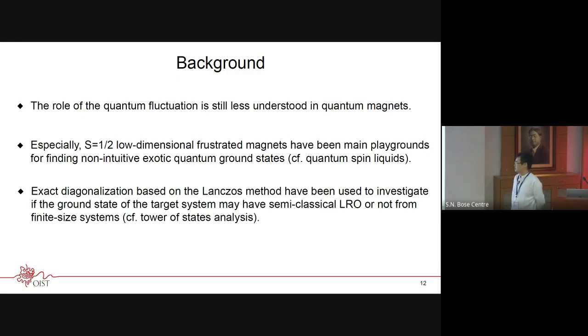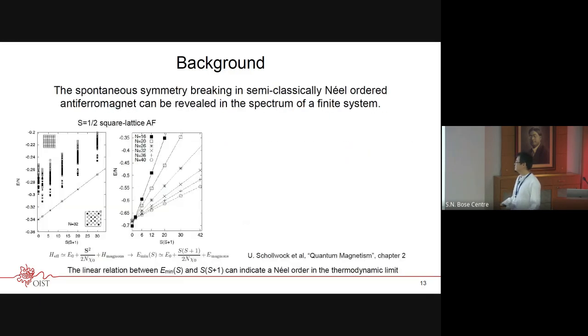And exact diagonalization based on the Lanczos method has been used to investigate whether the quantum state of the target system may have semi-classical long-range order or not from the finite size system, such as by using tower states analysis. So let me show the tower states analysis a little bit on the next page. I think originally Anderson proposed this scenario. So the spontaneous symmetry breaking and semi-classical Néel order states can be revealed from the finite size spectrum. This is a good example of this analysis.